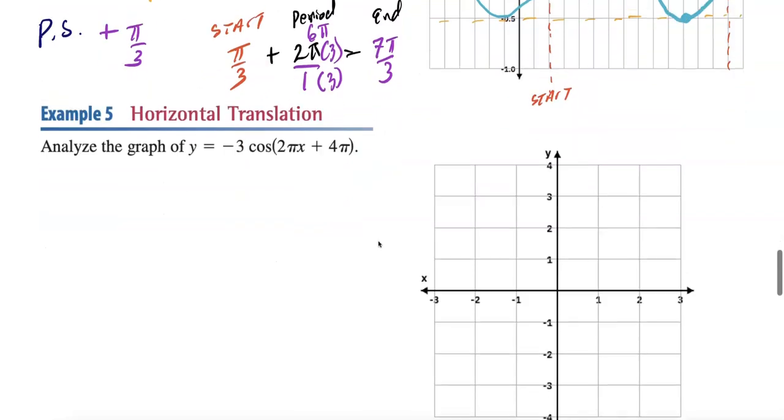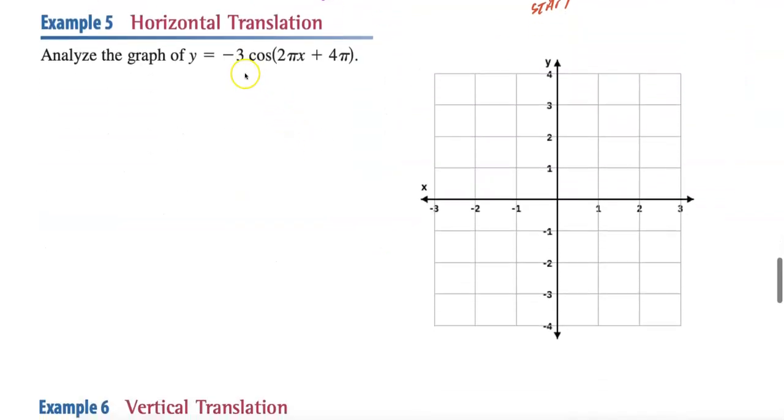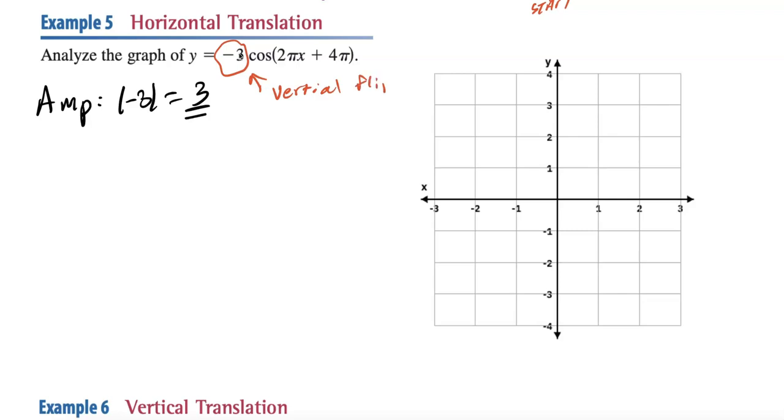Let's do another one. So in this one, let's write this up. A couple things are going on here. So we have an amp. Amp is not -3. Amp is always positive. Amp is just a distance, so it's 3. The negative does have an effect. That would be a vertical flip, sorry. Vertical flip. So it's upside down.